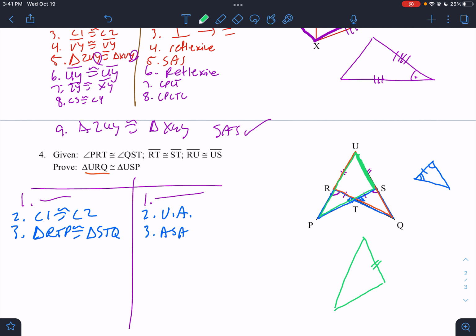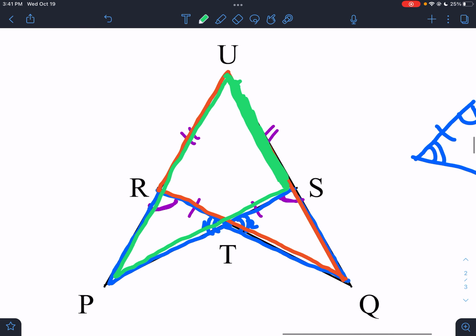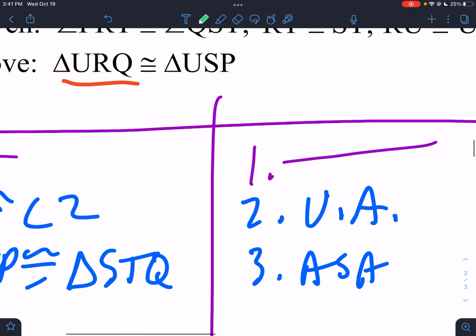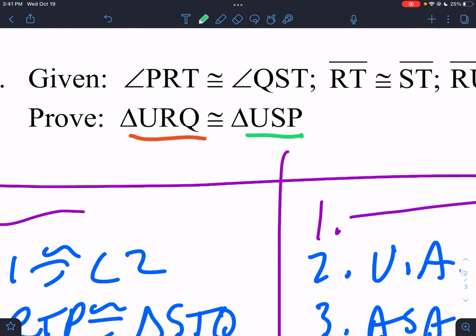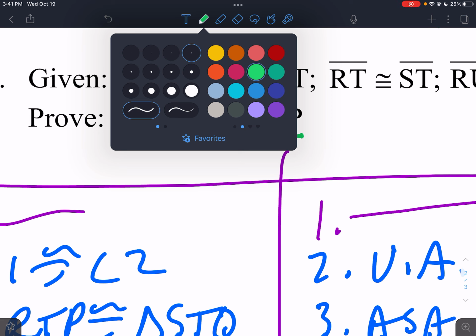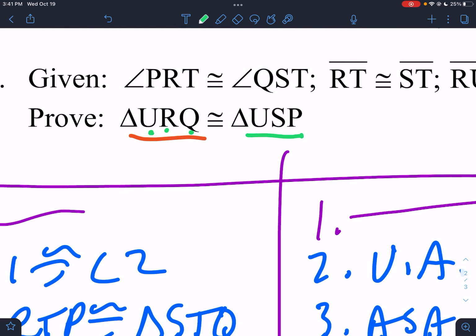That's all we got. So what's next on our to-do list? Where do the triangles overlap with each other? Where do green and orange overlap each other? Or do they overlap with the previous triangles? Sometimes it helps to look at the names. Let's look at these names. URQ, USP. They have one letter in common. One letter would give me an angle. Two letters would give me a side and two angles.